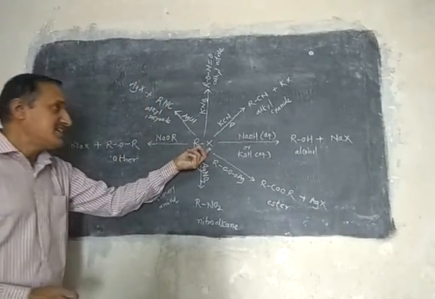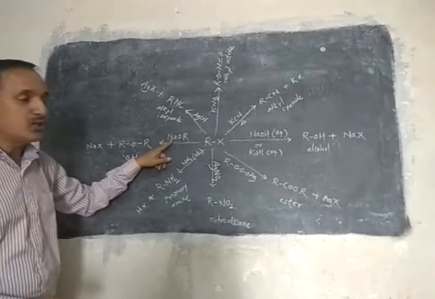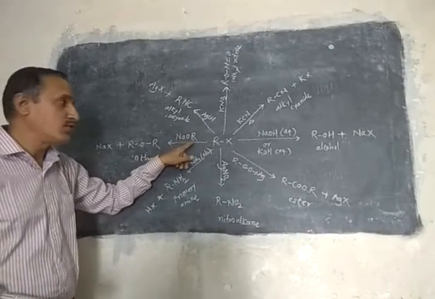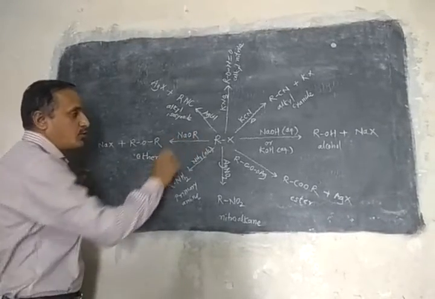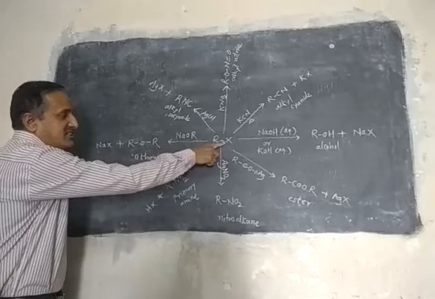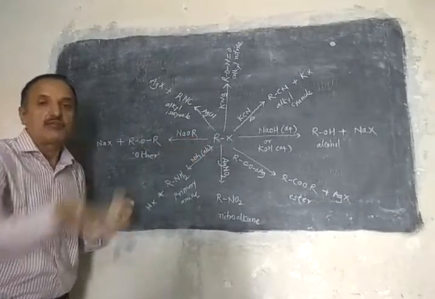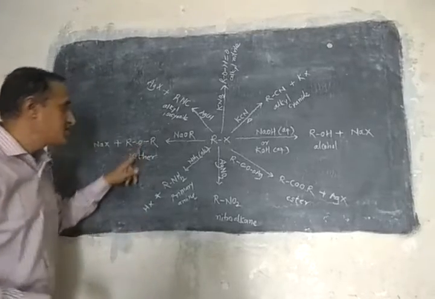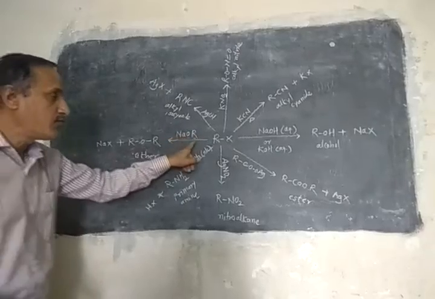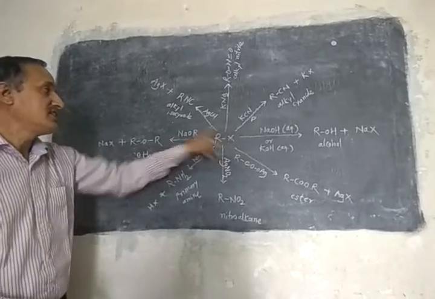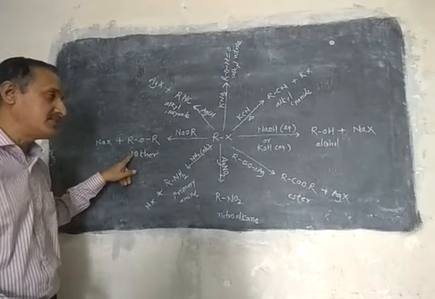Then the second reaction: when alkyl halide RX reacts with sodium alkoxide, again the OR, which acts as the nucleophile, replaces the X and we get ROR. Whether these two R groups are the same or different, we will see in the ether chapter. So here it is called ether. Sodium alkoxide, here OR is the nucleophile, it replaces the X. So we get ROR, with the oxygen linkage, which is an ether.